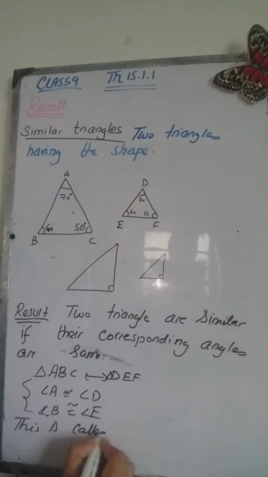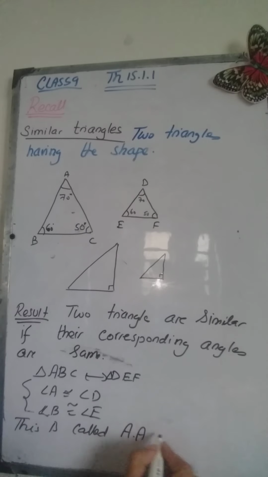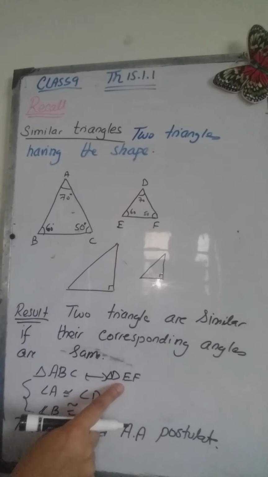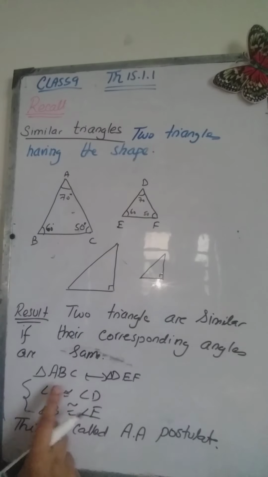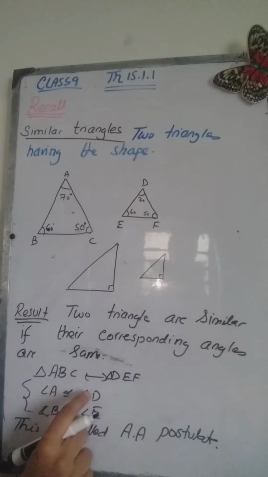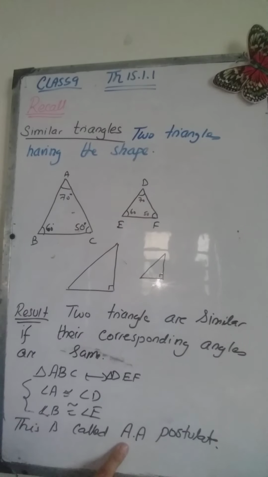This is for similar triangles. AA postulate: if two angles are congruent, the third one will obviously be congruent because the three angles sum up to give you 180 degrees. So it's enough to prove two angles of this triangle to be congruent to two angles of triangle DEF to prove that these two triangles are similar, and this is called the AA postulate: if two angles of one triangle are congruent to the corresponding two angles of the other triangle, then the triangles are similar.